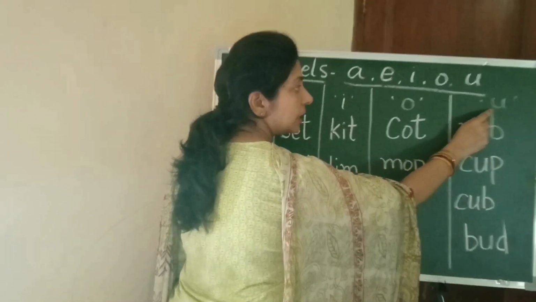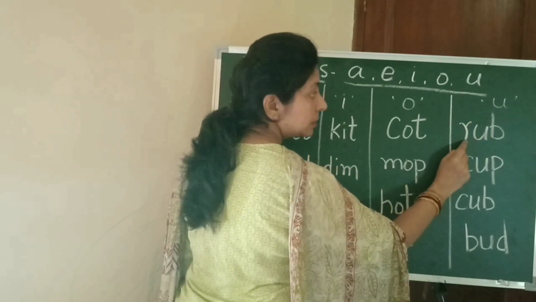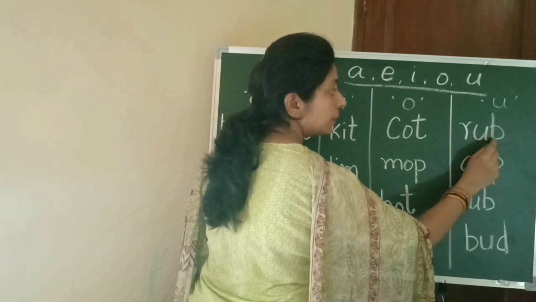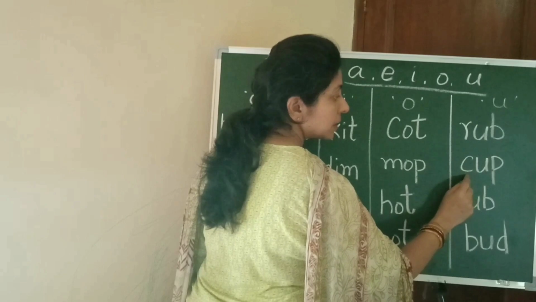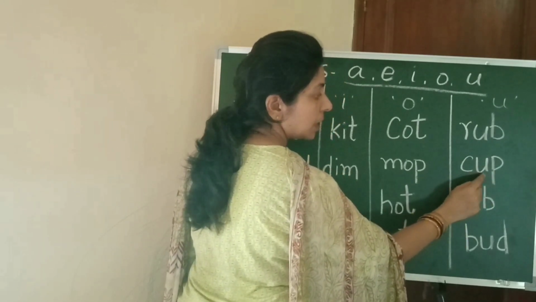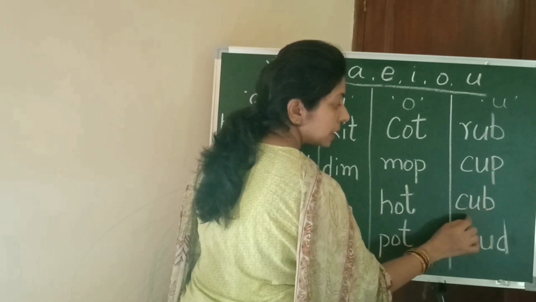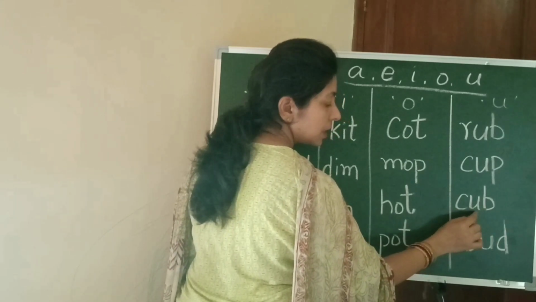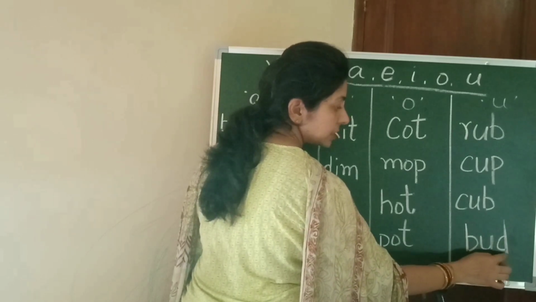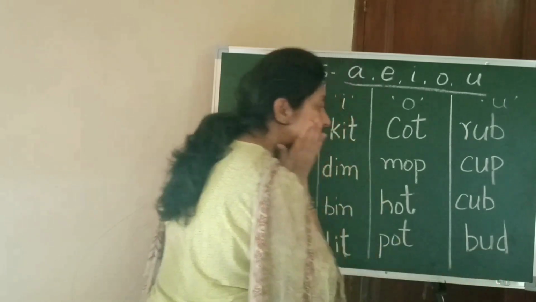U says A. R, U, B, rub. K, U, P, cup. K, U, B, cub. B, U, T, but. B, U, D, bud.